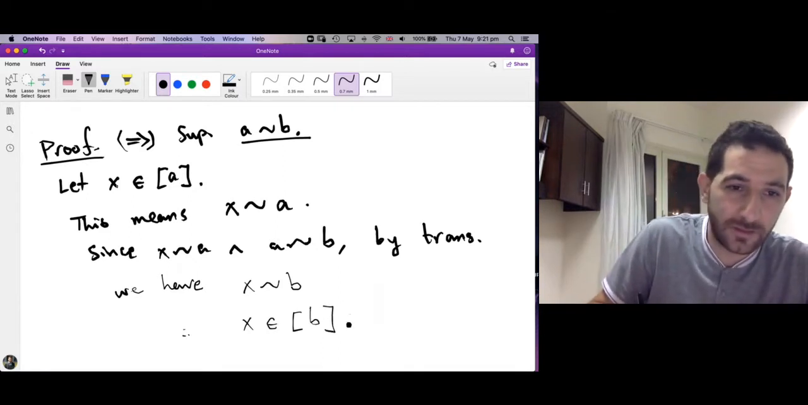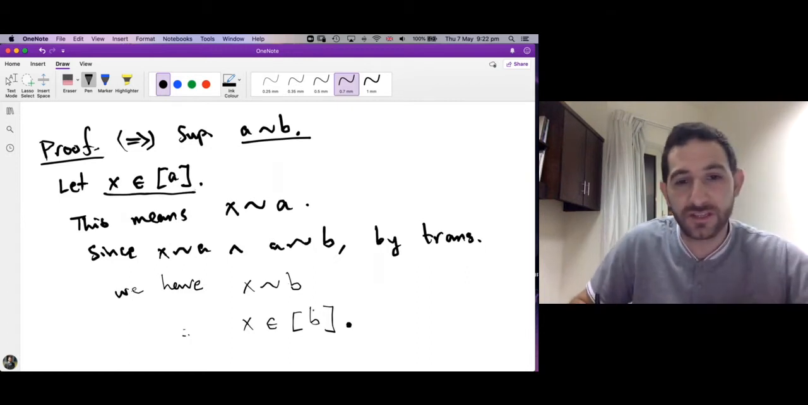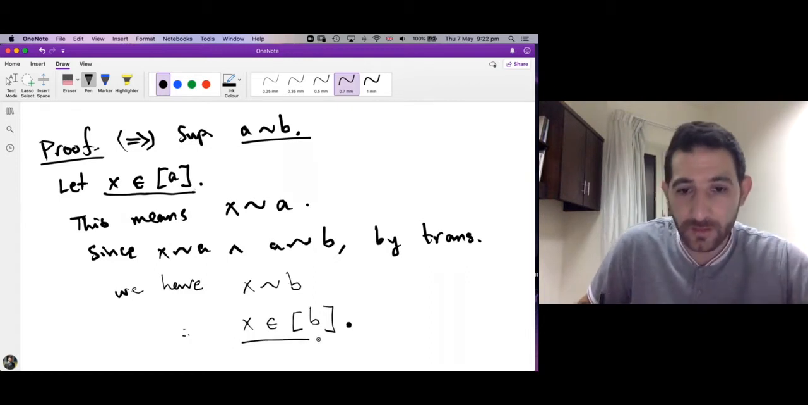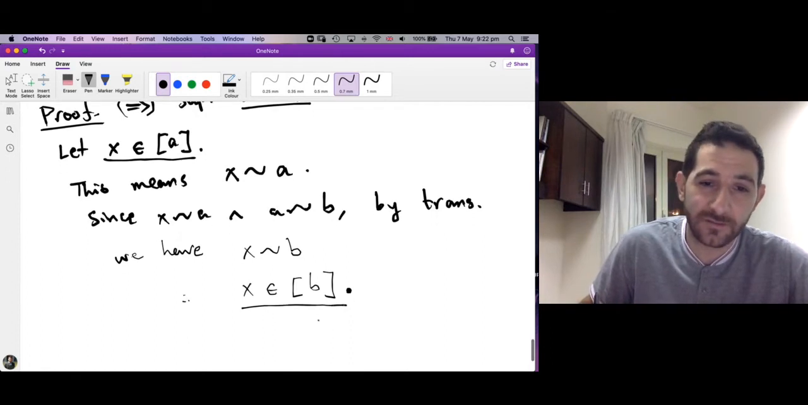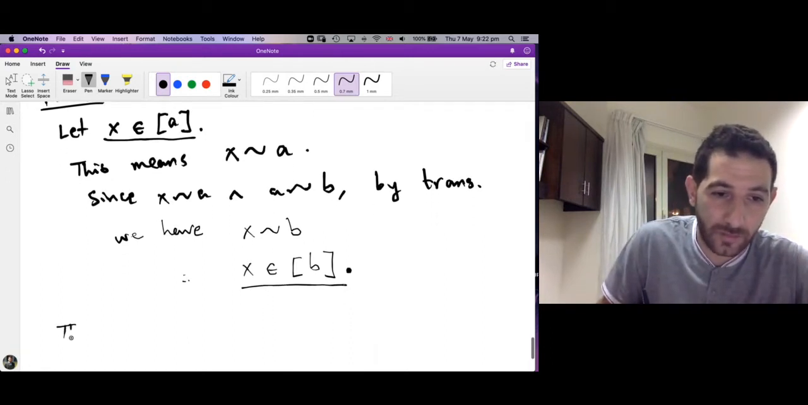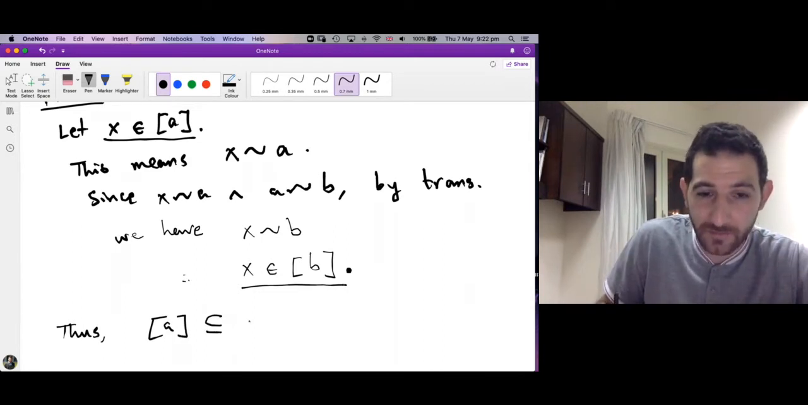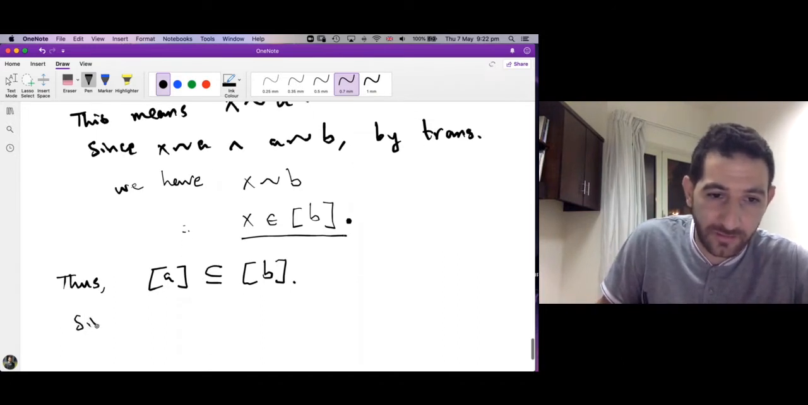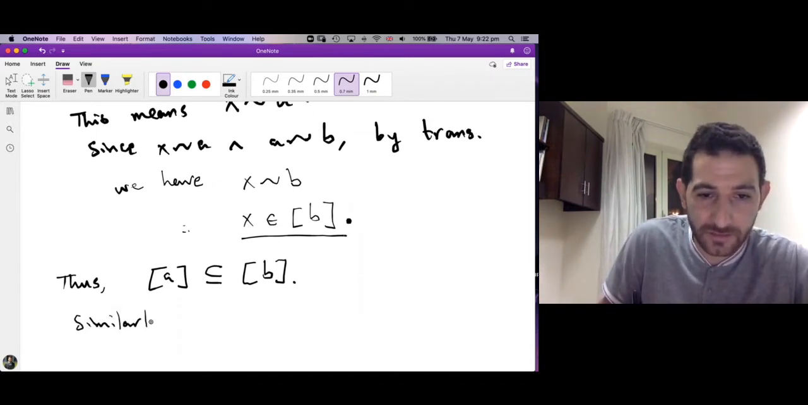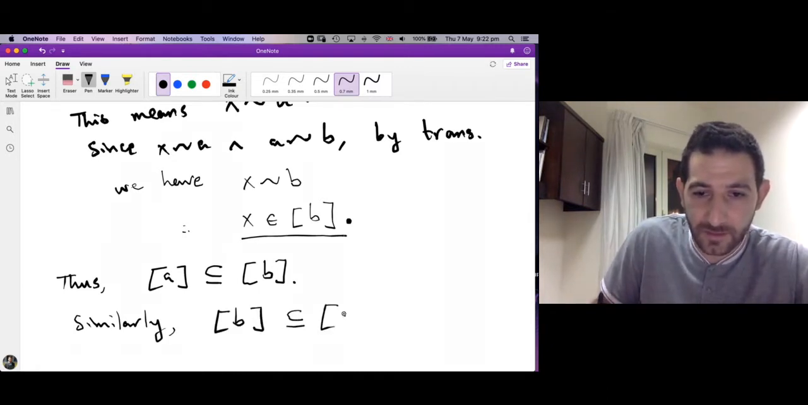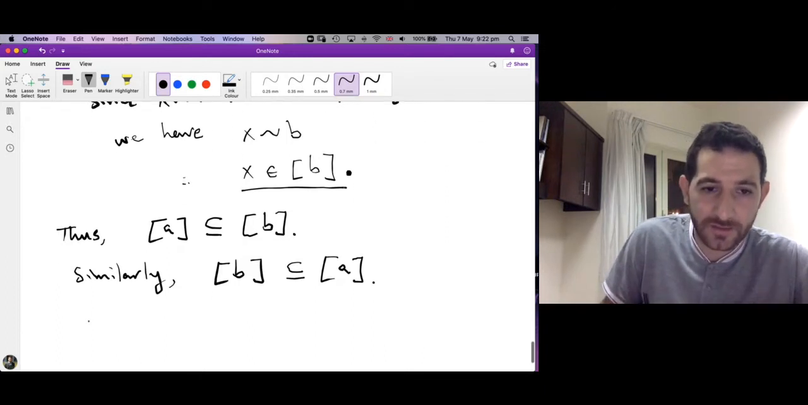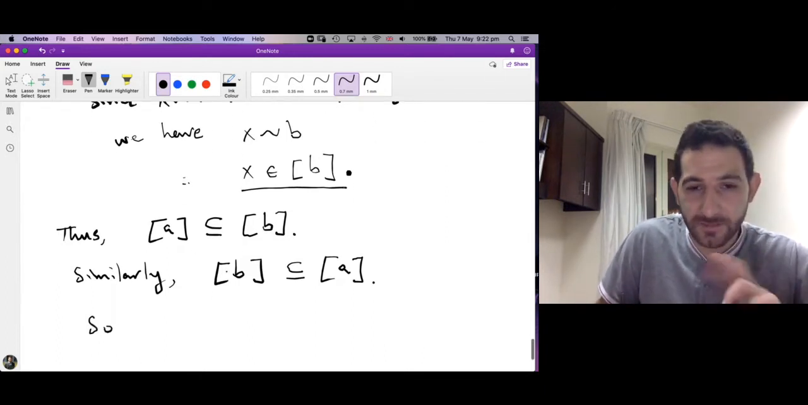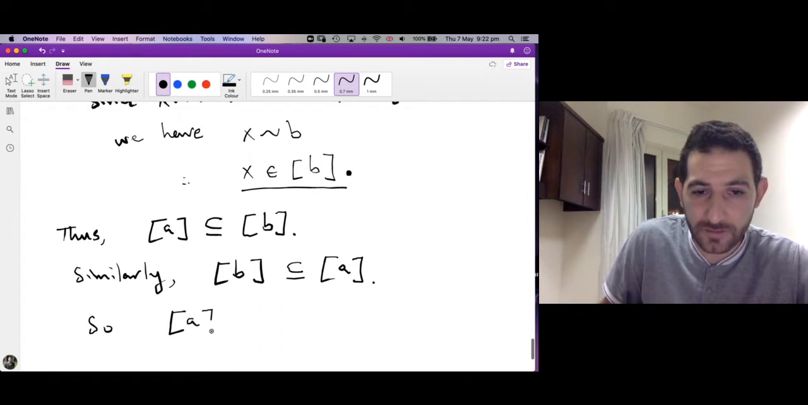So what did we show here? That if you choose an element in the equivalence class of a, it's also an element in the equivalence class of b. So thus, we proved that the equivalence class of a is a subset of the equivalence class of b. Okay, similarly, you show the converse, which means that the equivalence class of b is a subset of the equivalence class of a, and so since the two sets are subsets of each other, they are equal.